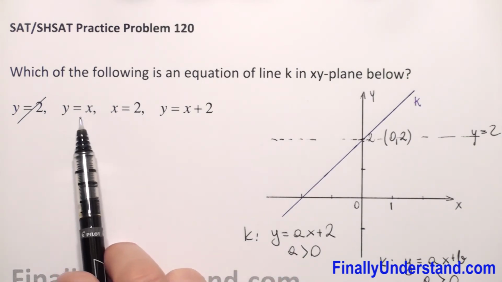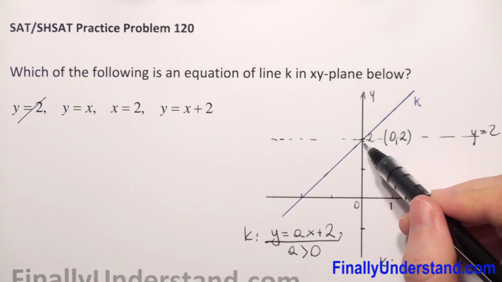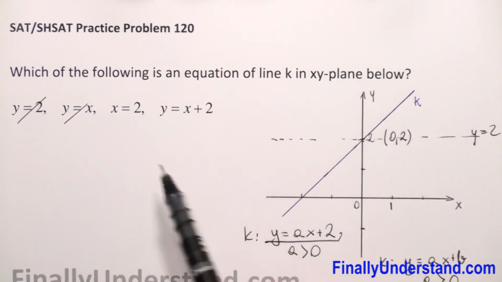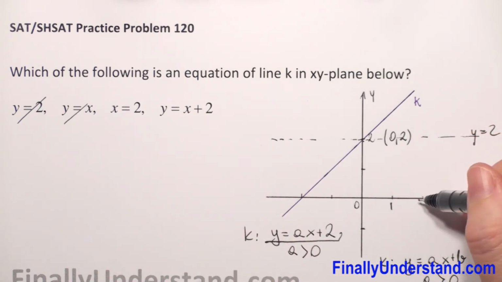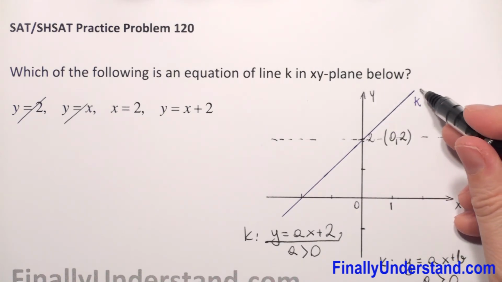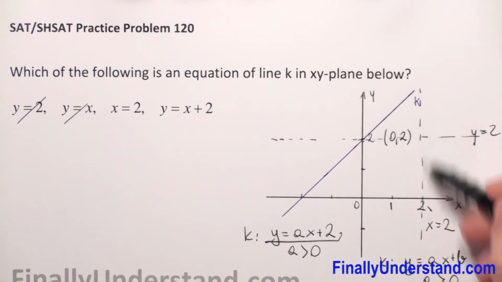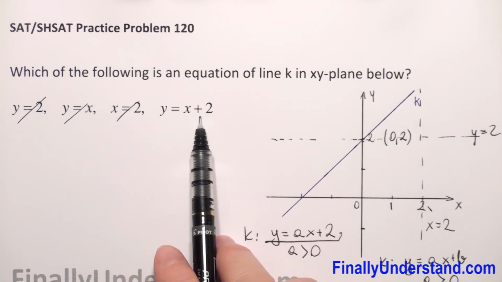The second is y equals x. We said that the graph of our K function must be ax plus 2, because our function passes through point (0, 2). So it also is not our function. x equals 2 is a line which is parallel to the y-axis, something like this. Here we have 2, so this is our line x equals 2. It's not our line.